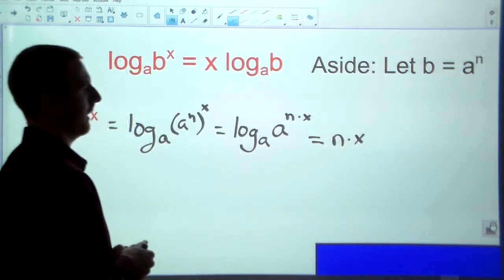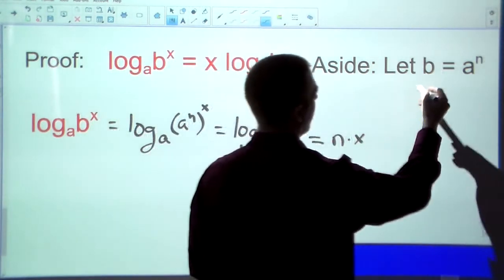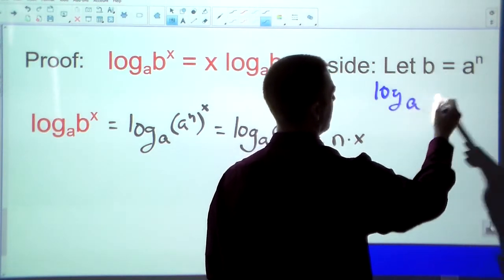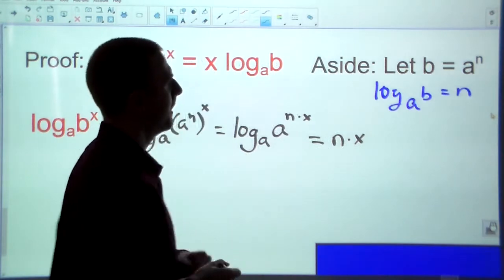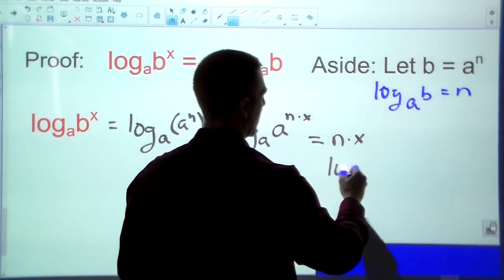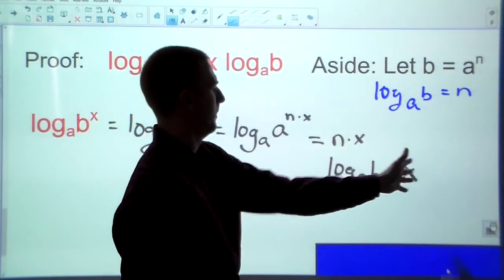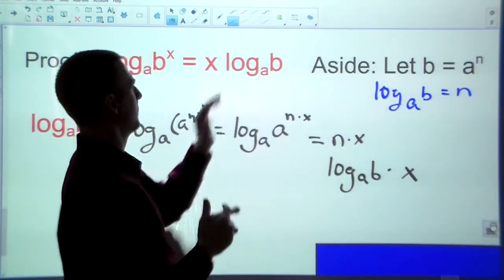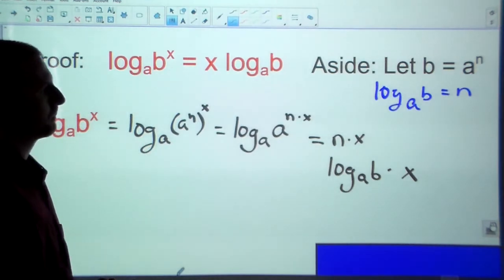You just have n times x. All right, well, it seems like we're kind of stuck, but if you look back at the aside here, if you redefine it, then we could say log base a of the result is equal to the exponent n. So that means n is log base a of b. So log base a of b times x. I'm just putting that in there. And that could simply, through the commutative property, be reversed and turn into this. So that's the actual formal proof of how that's going to work.